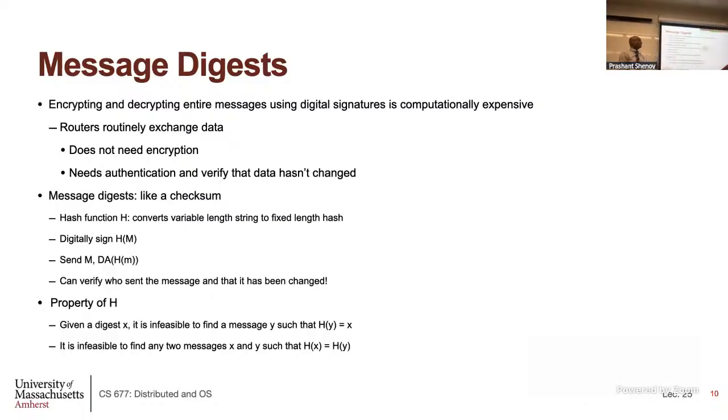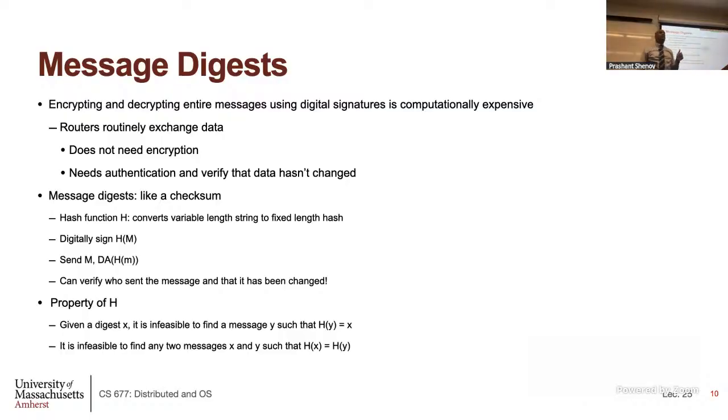What is a message digest? A message digest is simply a hash. Think of a hashing function. What does a hashing function do? It takes an arbitrary length string. You feed the string to the hashing function, and it generates a fixed length hash. So you can take any arbitrary length string, input it into the hashing function, and you get a fixed length, smaller string. That's the property of a hashing function.